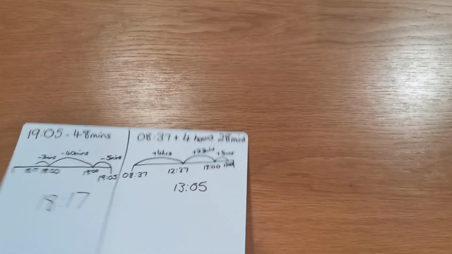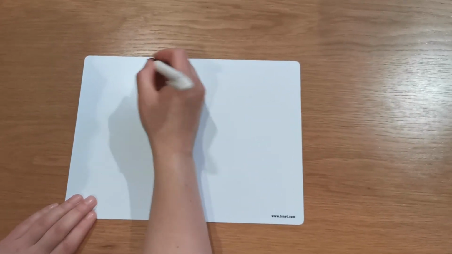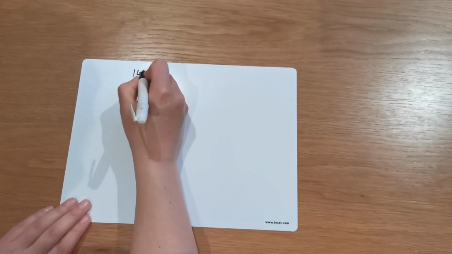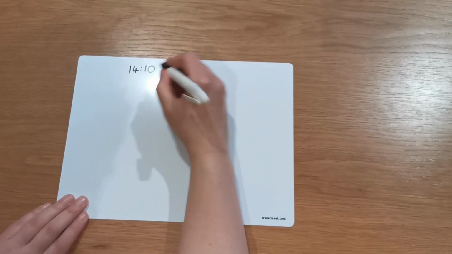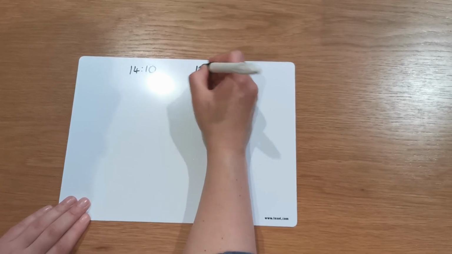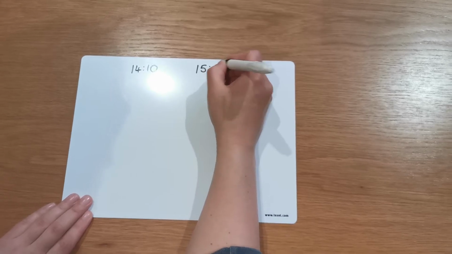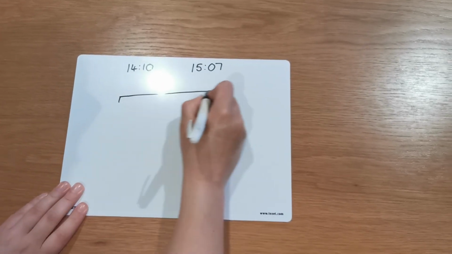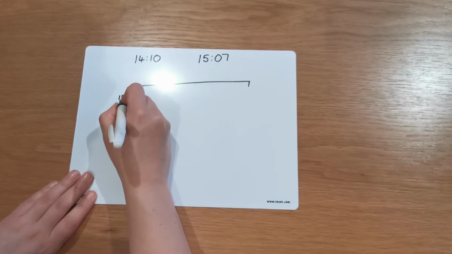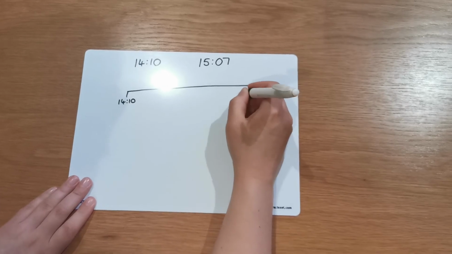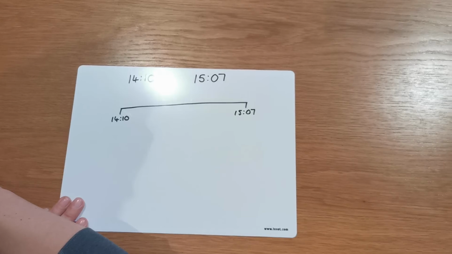Okay, and then the last one we're going to look at is calculating the difference between times. So for example, let's say I had 14:10 is when I started my run, and I got back at 15:07. Okay. Now for this one, because I'm calculating the difference, I've got my start time and my end time already. So I put my start time obviously at the start and my end time at the end. Okay. And then I just add whatever makes me comfortable.